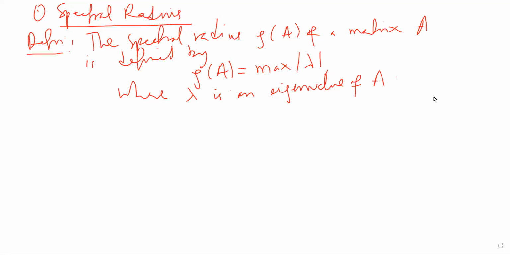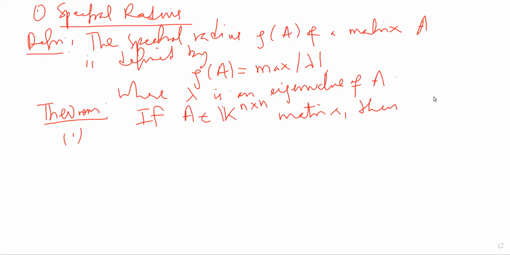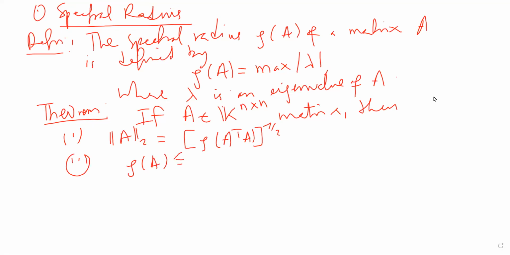An important theorem of this is that if you have a matrix A, then one, the Euclidean norm of that matrix is nothing but a spectral radius. Two, the spectral radius of the matrix is less than the norm of the matrix, for any natural norm.